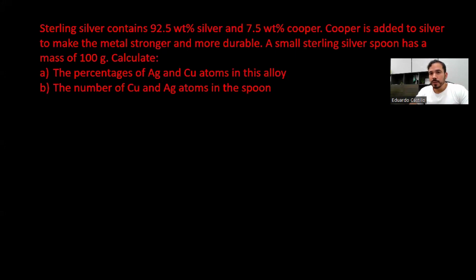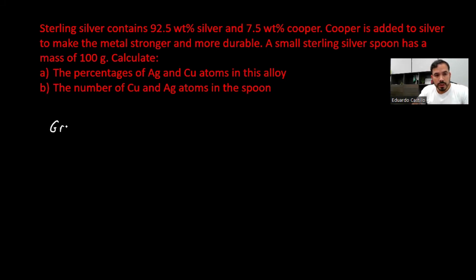A small sterling silver spoon has a mass of 100 grams. Calculate first, A, the percentages of silver and copper atoms in this alloy, and B, the number of copper and silver atoms in this spoon. So let us start with A, the percentages of silver and copper atoms in this alloy.